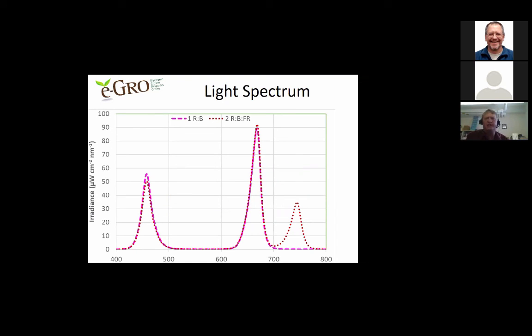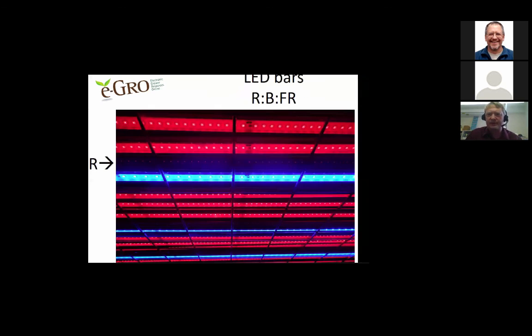And to show you what the light spectrum looked like, the kind of pink dashes that you see here are the red-blue treatment. So you do indeed see the peak in blue, and again a peak in red. And then the additional light treatment that had the far red light are these red dots. And so we see the same amount of red and blue light, but then we see this additional peak here at about 740 nanometers, adding far red light.